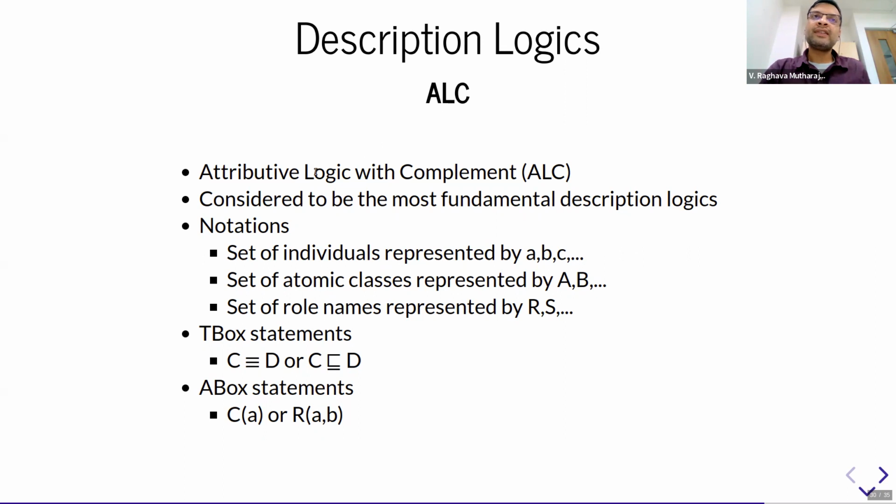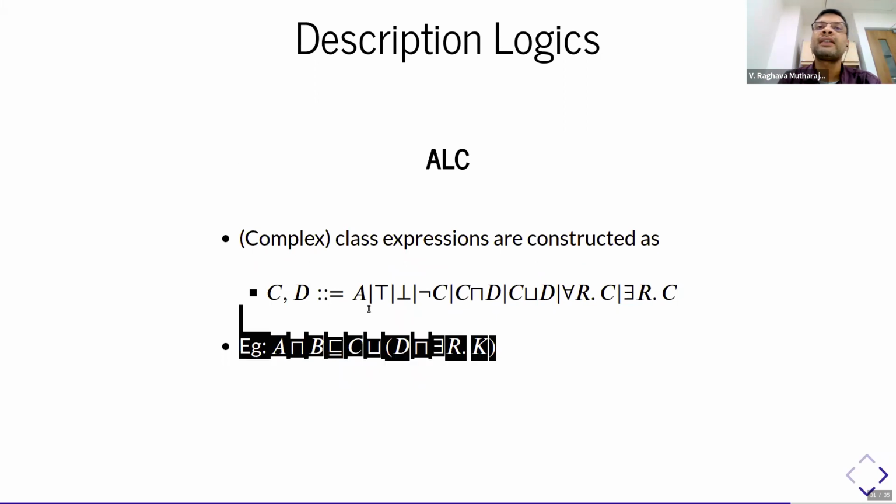Okay, so you have ALC, which stands for attributive logic with complement. And like I said, it's considered to be one of the most fundamental ones. So you represent the individuals using small letters a, b, c, the atomic classes using capital letters, and role names are also represented using capital letters. So it supports these kinds of statements. C is equivalent to D or C is subclass of D. That's the T box statement that it supports. In A box, it supports class assertion and role assertion. So that means a is of type C, and a is related to b through R.